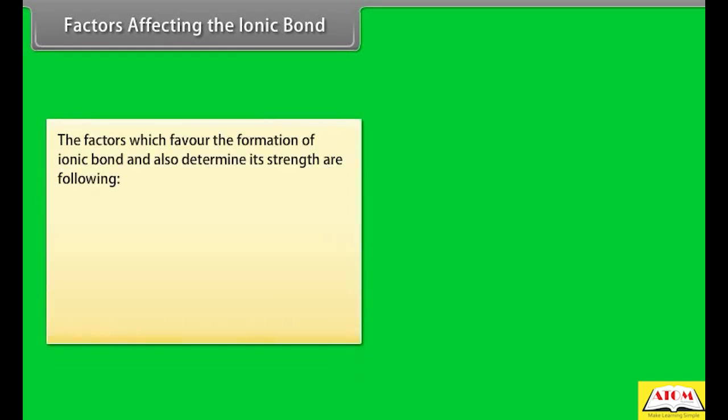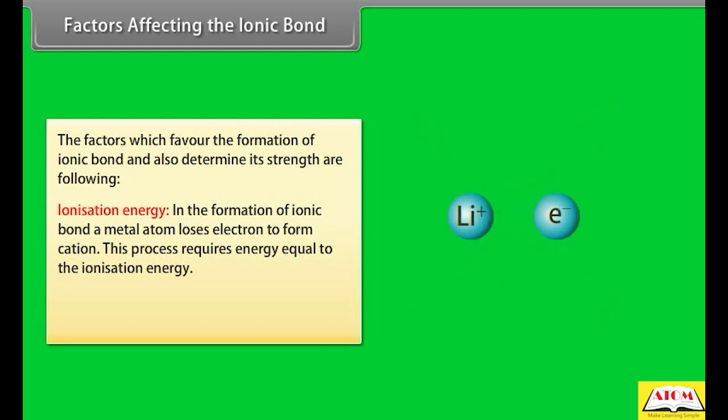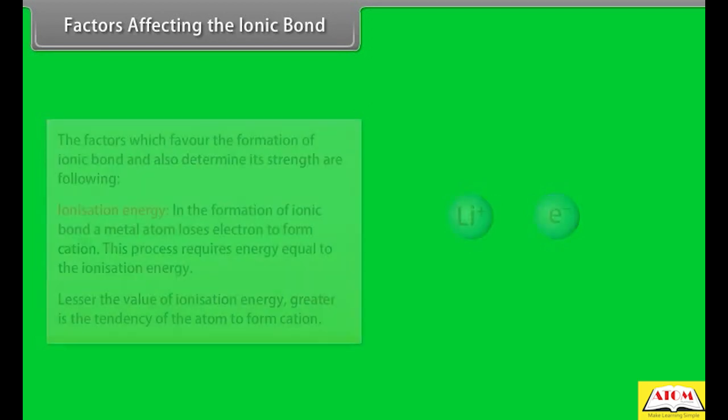Factors affecting the ionic bond. The factors which favor the formation of ionic bond and also determine its strength are the following. Ionization energy. In the formation of ionic bond, a metal atom loses electron to form cation. This process requires energy equal to the ionization energy. The lesser the value of ionization energy, the greater is the tendency of atom to form cation.